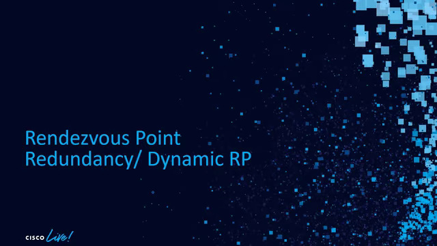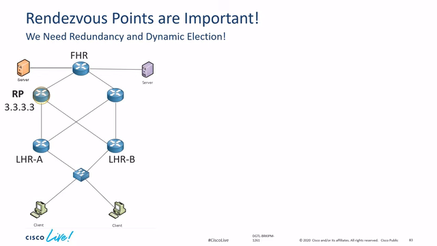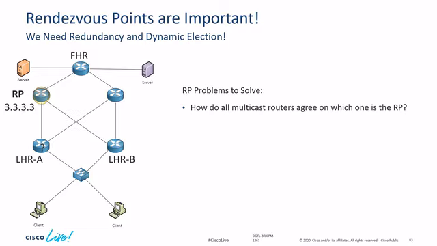Let's talk about rendezvous point redundancy, and specifically how we do redundancy and dynamic RP discovery. Rendezvous points are extremely important, I think we can all agree. Because of that, we need rendezvous point redundancy, and just for scaling purposes, we need a way to dynamically select or elect a rendezvous point for a network or a segment. So these are the problems we want to solve.